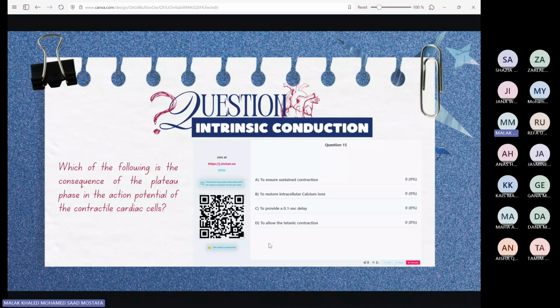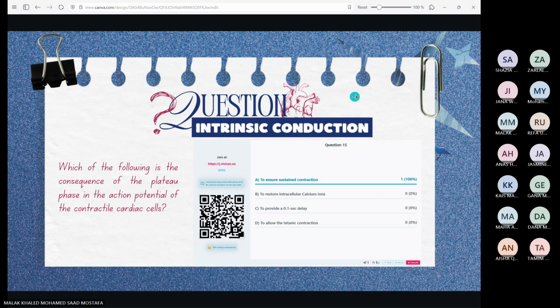Restoring intracellular calcium doesn't happen in the plateau phase, right? It will happen after everything is done, in repolarization. This is when, khalas, we don't need the calcium anymore. We're closing the channels. We're removing all the calcium because we don't want the membrane to be depolarized. Then we have the 1 second delay. The 1 second delay was not done by any of this. It was done by the AV node, right? Because of smaller fibers and fewer gap junctions. Then, to allow the tetanic contraction, that's very wrong because in the heart we don't have tetanic contraction, right? We're having this delay to avoid it.